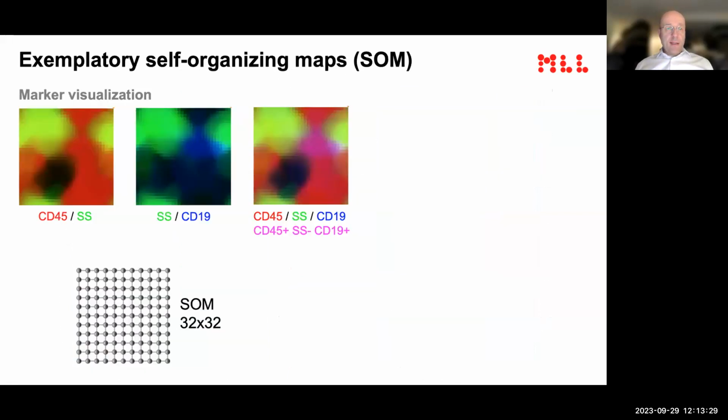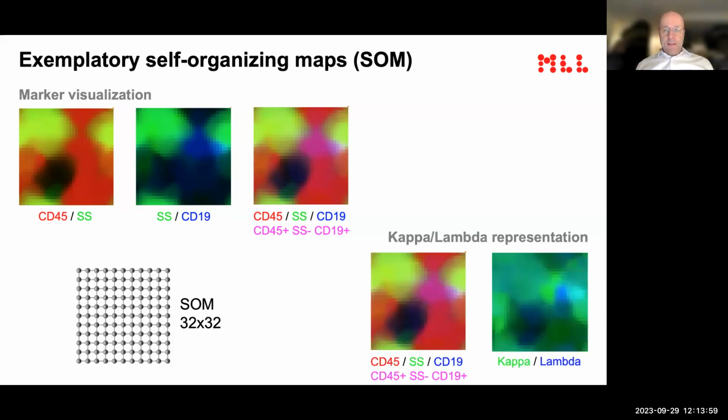We did data reduction by building self-organized maps, which are two-dimensional and in addition color-coded, like seeing here in this plot in blue, the CD19 positive B cells, and here, in addition, the characteristics of having CD45 positive activity and no side scatter signal. And even here, you can see by this reduced data kappa and lambda populations.